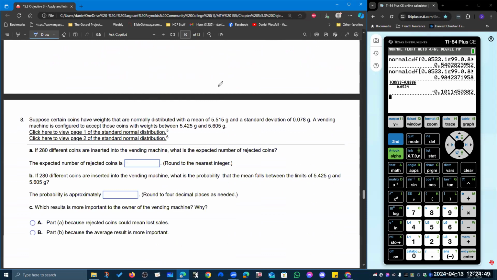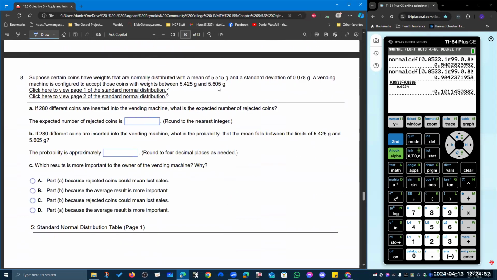So let's go ahead here and suppose that certain coins have weights that are normally distributed with a mean of 5.515 grams and a standard deviation of 0.078 grams. The vending machine is configured to accept these coins with weights between 5.425 grams and 5.605 grams. If 280 coins are inserted into the vending machine, what is the expected number of rejected coins?